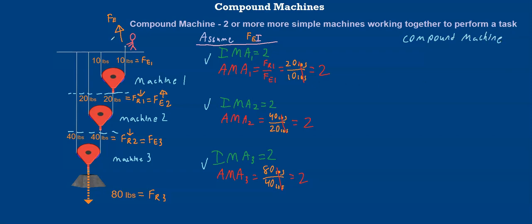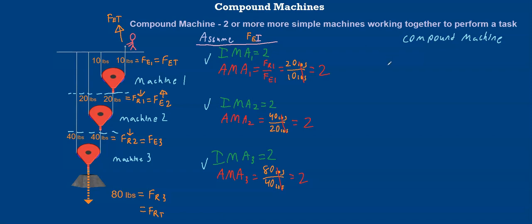And so let's start with looking at this compound machine as a whole. We can see that this entire machine is lifting up 80 pounds. And so this 80 pounds isn't just the force resistance for machine 3, it's also the total force resistance, which is being lifted up by the total effort force of this person up here. And so this 10 pounds isn't just the effort force for machine 1, it is also the total effort force.